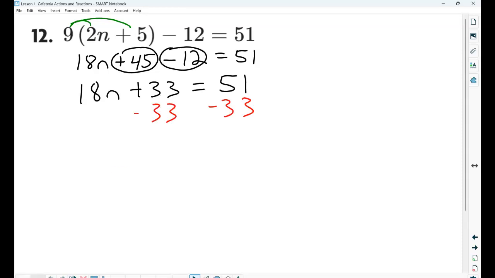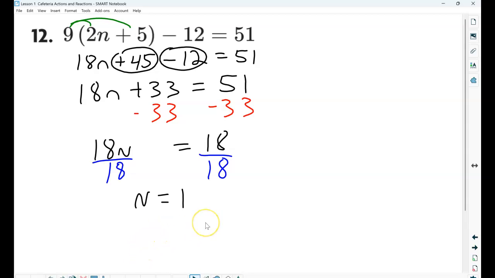All right, next, we're going to subtract 33 on both sides. And then you got 18n is equal to 18. And now we're going to divide, do the opposite, divide by 18. And n is equal to 1.